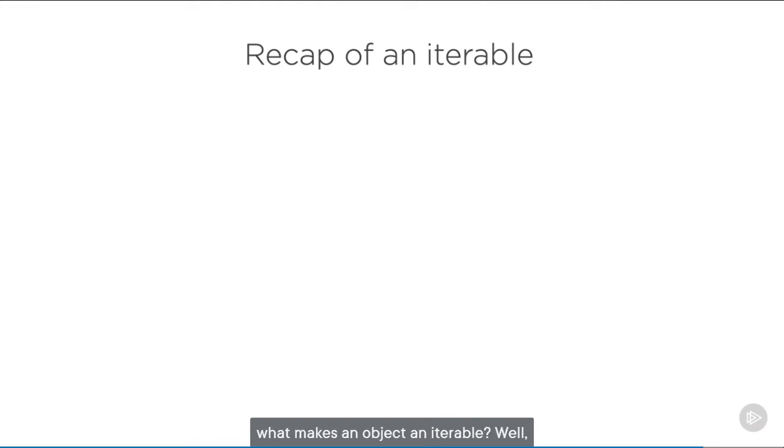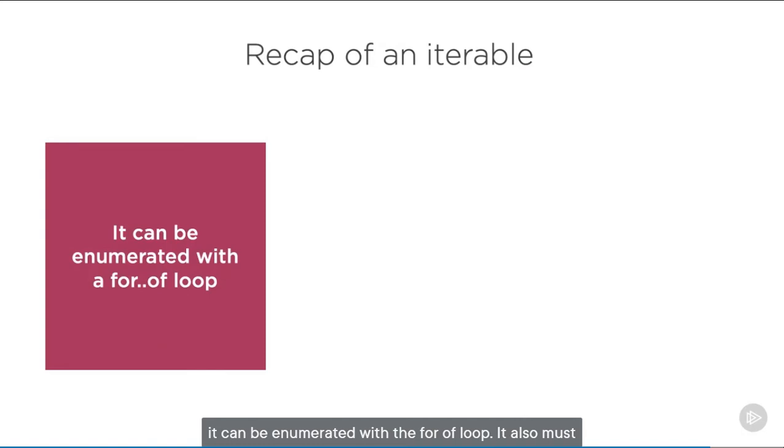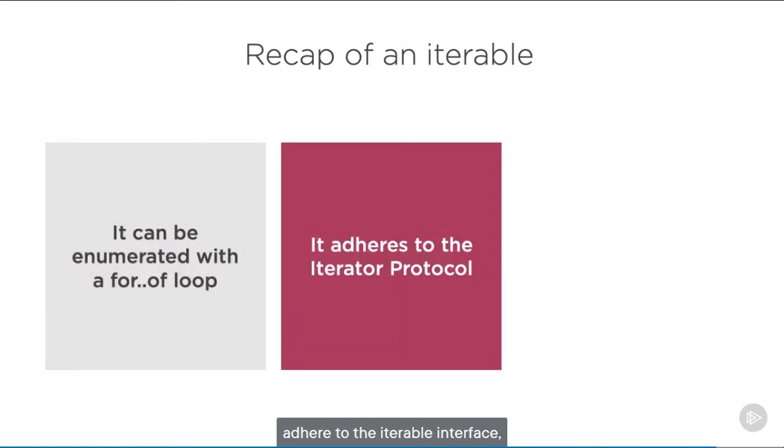To recap, what makes an object an iterable? Well, it can be enumerated with the for...of loop. It also must adhere to the Iterable Interface, which means there is a Symbol.iterator method on the object.